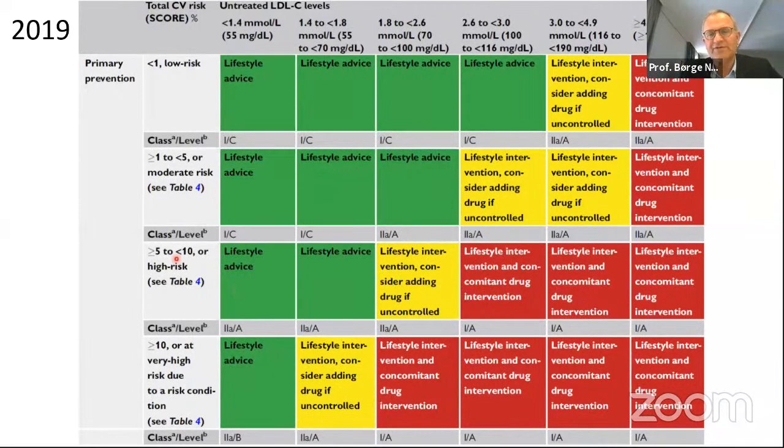If the risk is between 5 and 10, you will focus more on whether it's more than 100, and so forth. But notice, even the ones with the very lowest risk, if at the same time they have LDL above 4.9 millimole per liter or more than 190 milligram per deciliter, indicative of potential familial hypercholesterolemia, drug treatment should be initiated together with lifestyle changes.